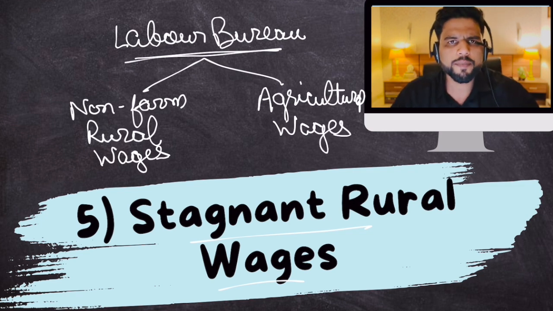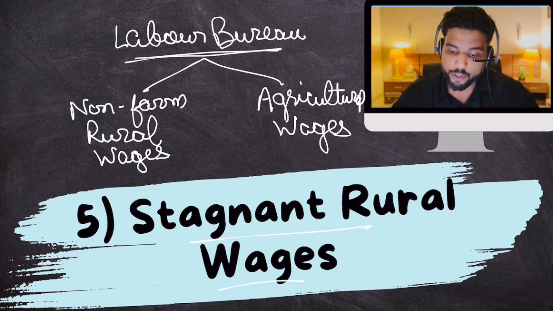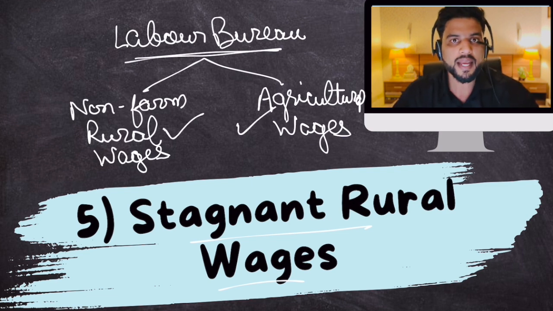So there are two types of people, right? Even in rural areas, some are employed in non-farm employment, some are employed in farm employment. And Labor Bureau came out with data statistics related to these two types of wages. And Labor Bureau found out that wages in these two areas have not been increasing that much, despite the fact India's GDP is increasing.